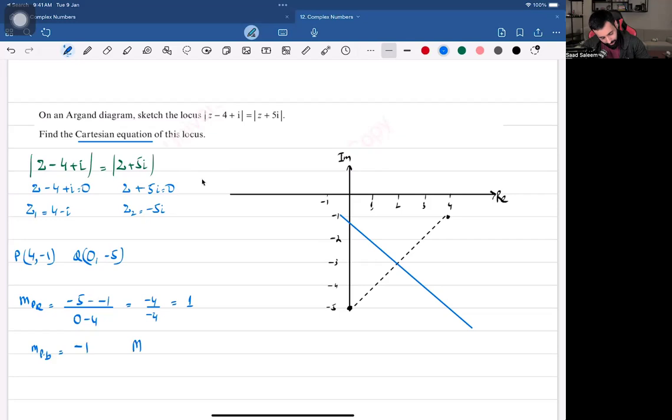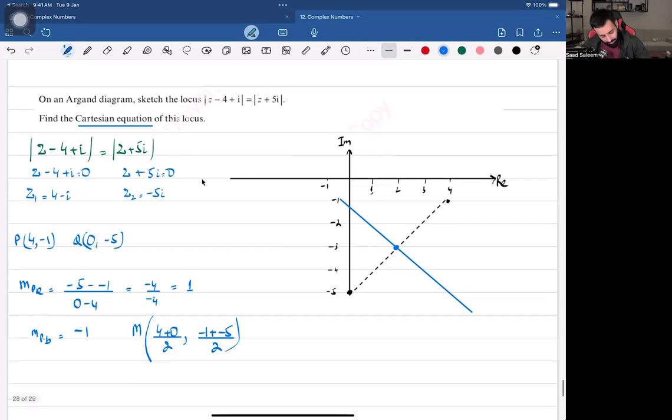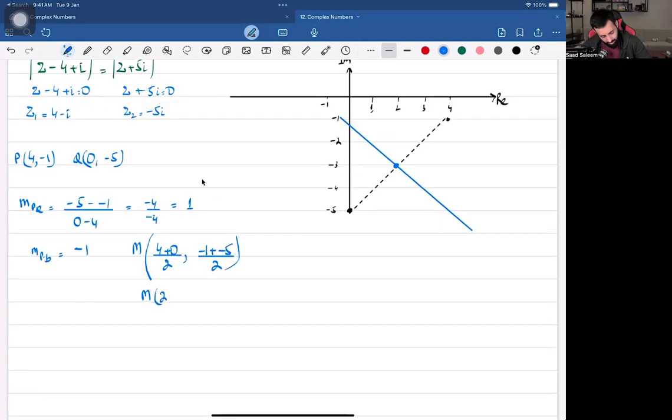And then we need a point through which the perpendicular bisector is going to pass. That's going to be the midpoint. So let's find the midpoint: (4 plus 0) upon 2, and (minus 1 plus minus 5) upon 2. 4 plus 0 is 4, 4 upon 2 is 2. So the midpoint has coordinates (2, negative 3). Let's make sure of that. Yeah. And we also have the gradient, which is minus 1. So let's put this information together and form an equation. So y minus minus 3.